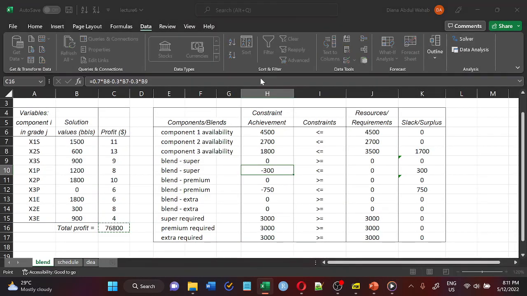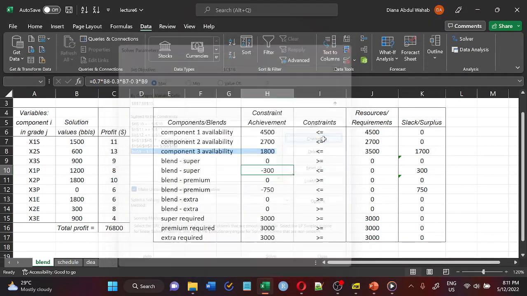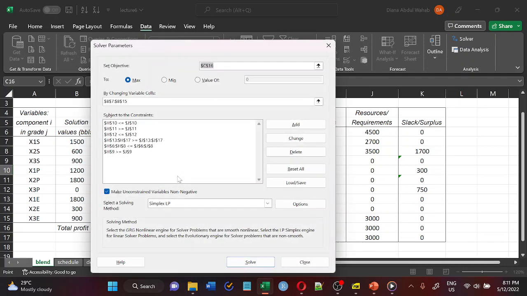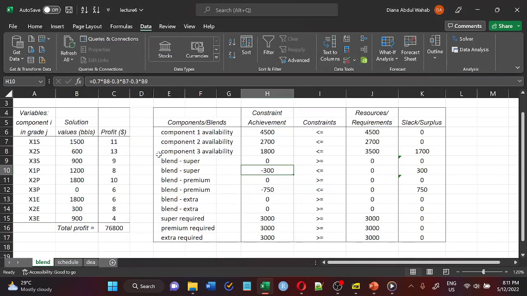So let me just try to change this to larger than, as we agreed on. So I try to solve. Okay, let me check the answer whether it is exactly the same. I think it is. Yeah, it is the same. So there might be some errors in the textbook, but we are happy to get exactly the same results.